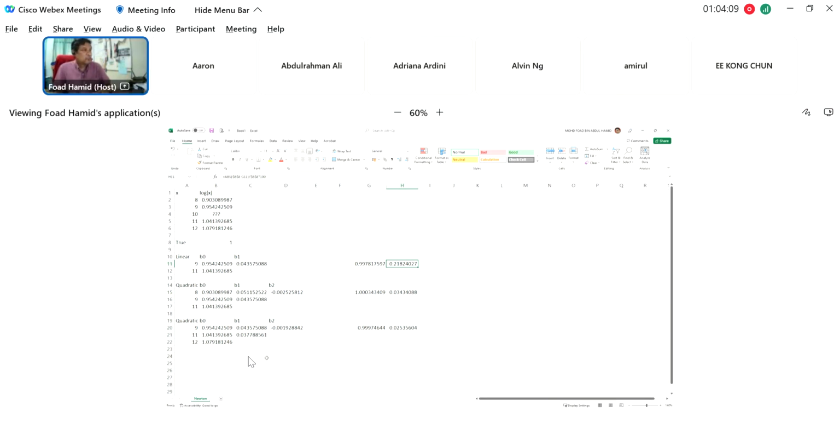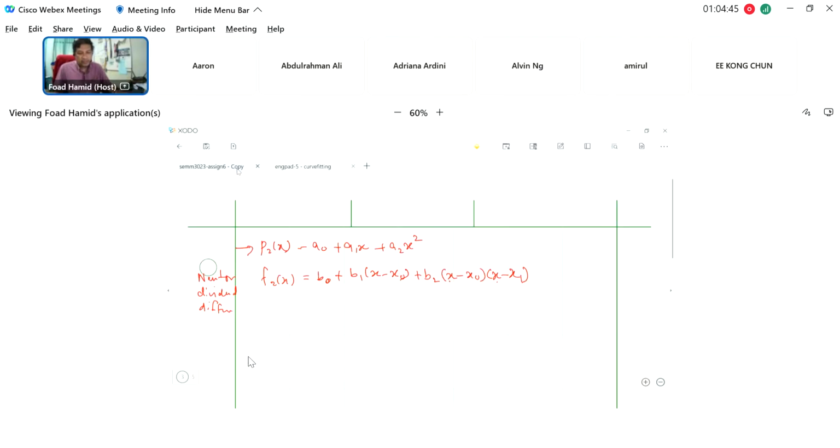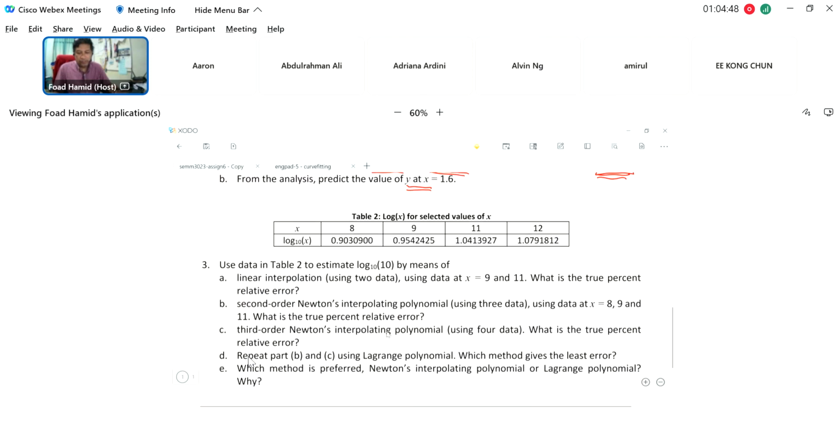So what do you think if we use cubic? What happens if we use cubic interpolation? Okay, let's try to do that. Let's copy this and see what happens. Let's say this is cubic. I think the question asked for cubic, right? Third order Newton interpolation using 4 data points. What is the true percent relative error?